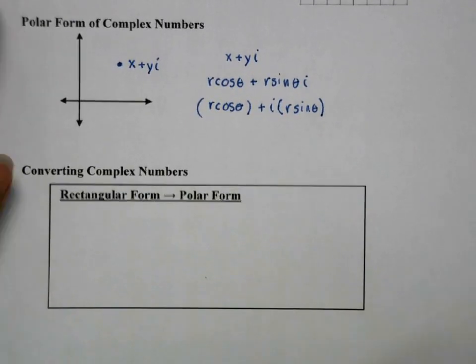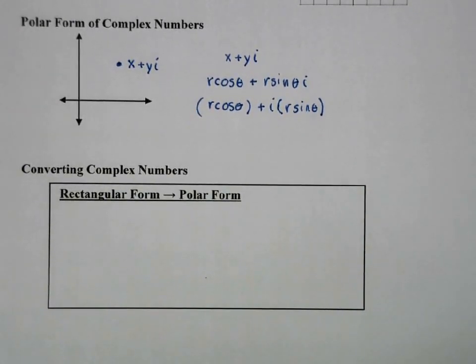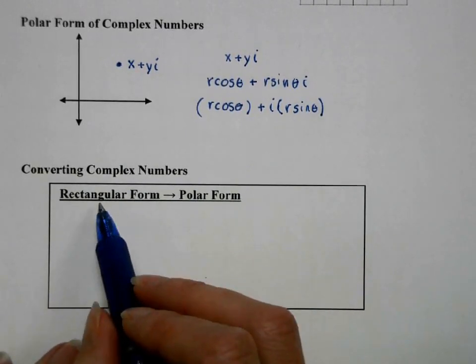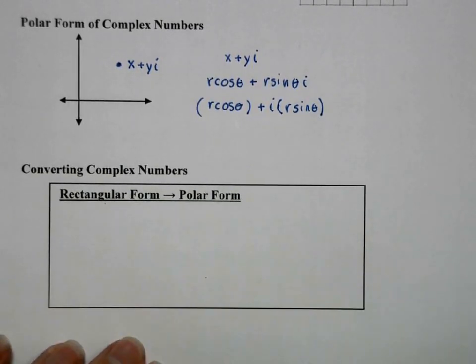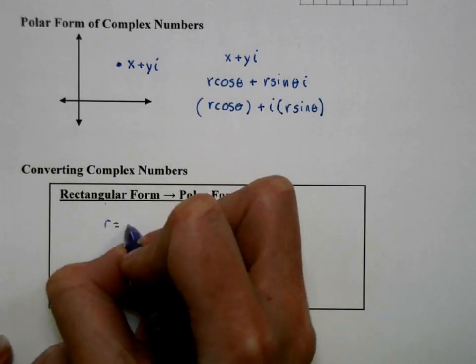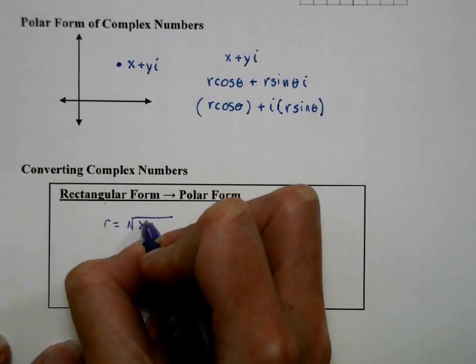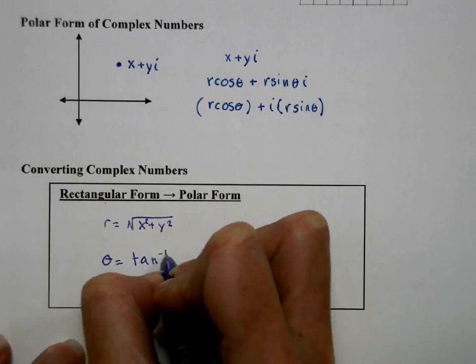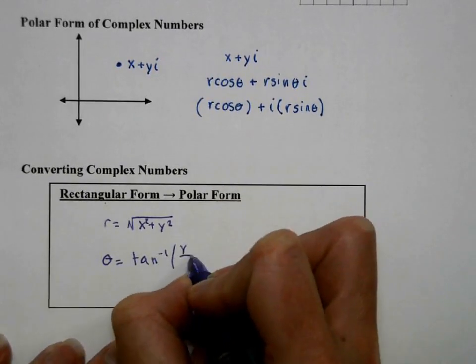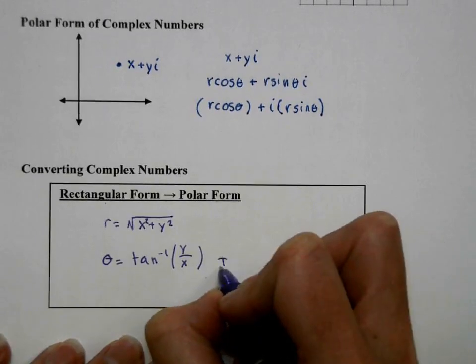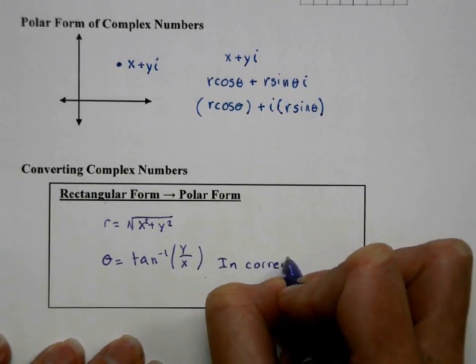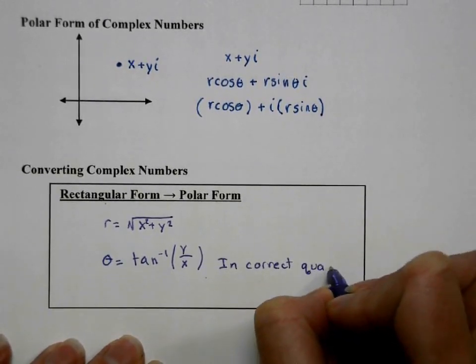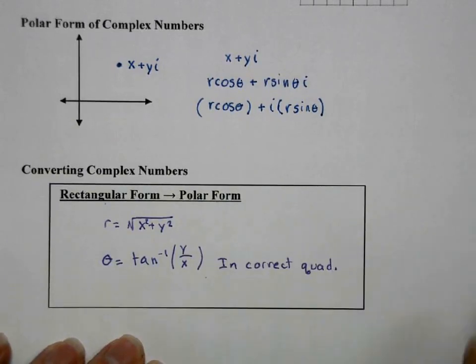So if I have an x and a y and I want an r and a theta, r is still going to be the square root of x squared plus y squared. My theta is still going to be tangent inverse of y over x in our correct quadrant. It's just when we write the number, it's going to have sines and cosines in it. So we're going to convert these complex numbers to their polar form.